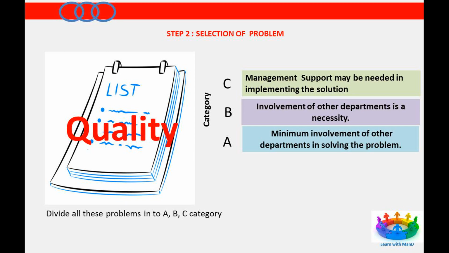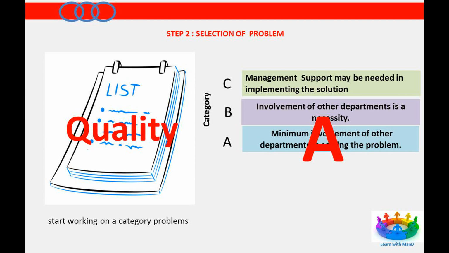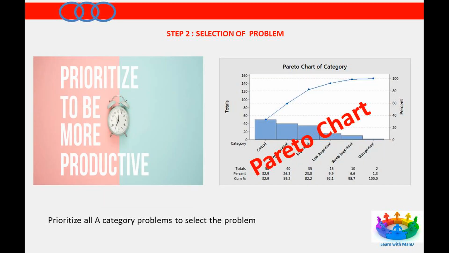So after categorizing all these problems in ABC, we will start working on our A category problems. So we will select these problems for further analysis. Now from all these A category problems, you have to prioritize which problem is contributing maximum. So you can make a Pareto chart to prioritize all these problems. From a Pareto chart we can check which problem is contributing how much and select the maximum contributing problem.